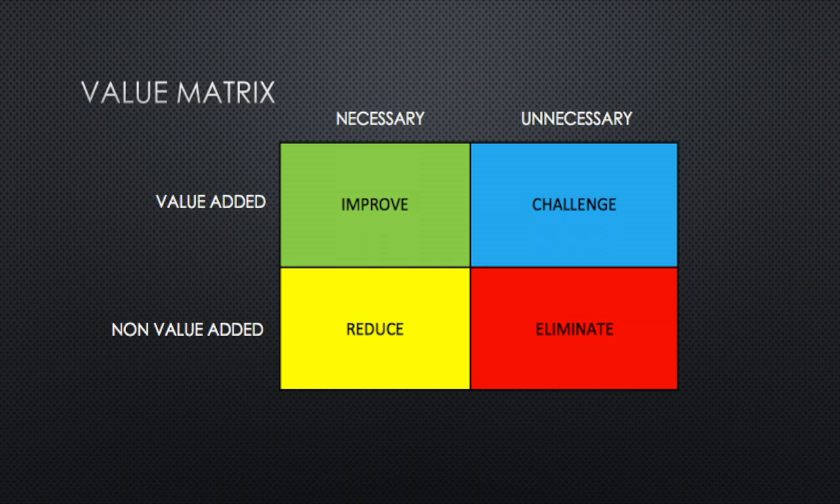On the value matrix, tasks are organized to decide required steps moving forward for the task being investigated. If the task falls between necessary and value added, we need to look to improve it. If it falls between unnecessary and value added, we need to investigate further whether or not the task adds value. If it falls between necessary and non-value added, we need to look to reduce the task time. And finally, if it falls between unnecessary and non-value added, we need to eliminate the task.